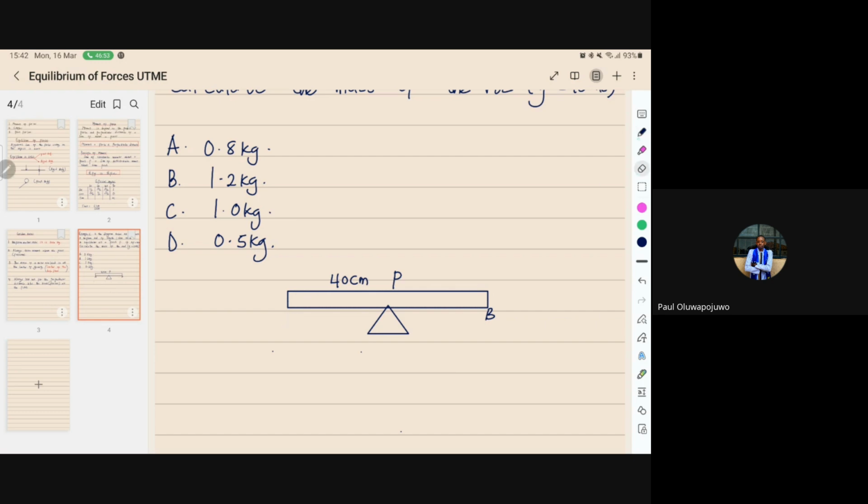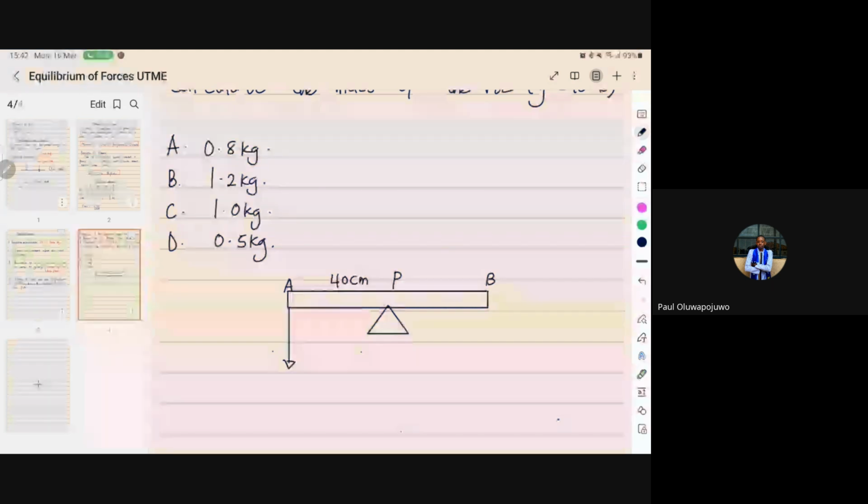You have a force acting right here. Let's have here to be our A. Let me put it this way. Then let's have here, because the force is downwards, here is our B. Then there's a force acting downwards this way, and that force happens to be 17 Newton.